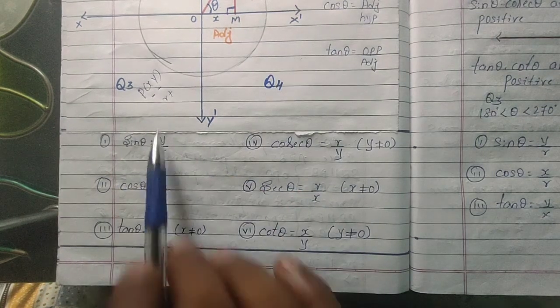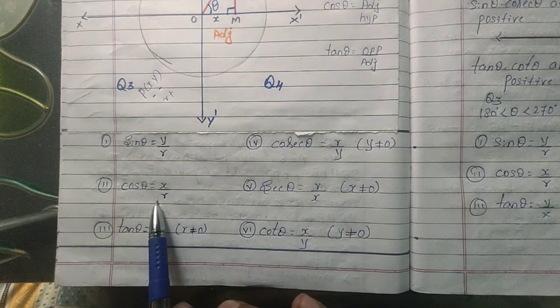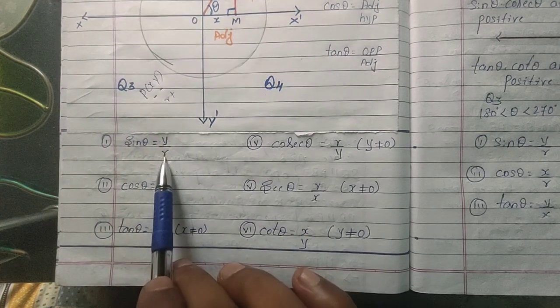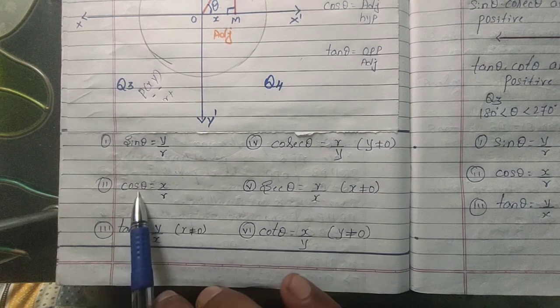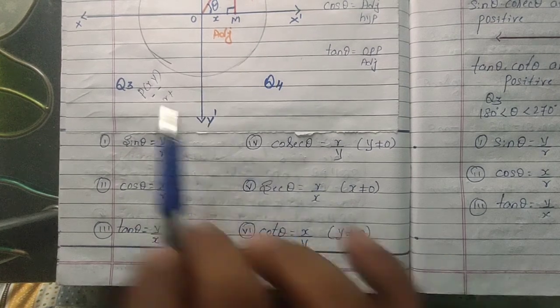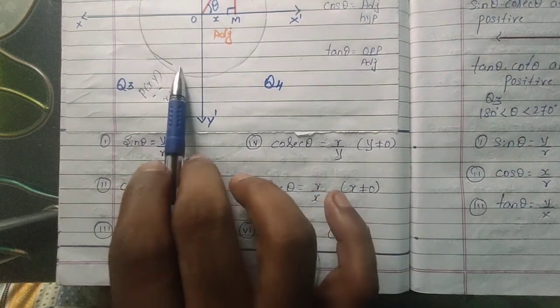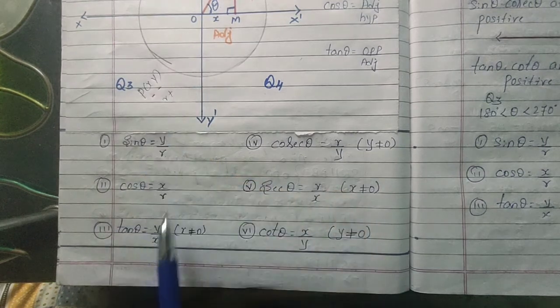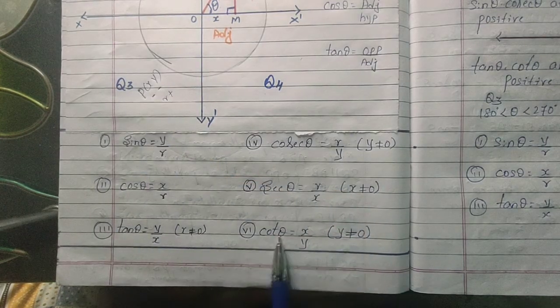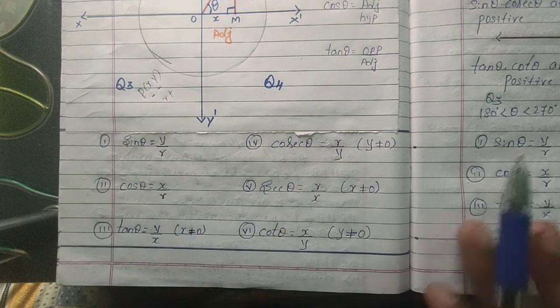Why are these not positive in the third quadrant? See, x is negative but r is positive. Here y is negative, r is positive. That's why sin theta, cos theta, cosecant theta, and secant theta are negative in the third quadrant, where tan theta and cot theta are positive.